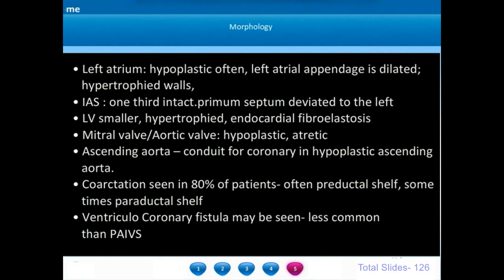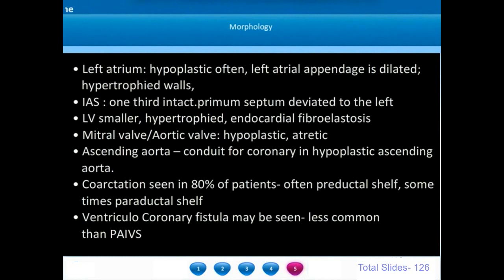Ascending aorta is very hypoplastic and in most situations just serves as the conduit for coronary. Coarctation is seen in almost 80% of the patients. Often there will be a preductal shelf, but sometimes there may be a paraductal shelf.